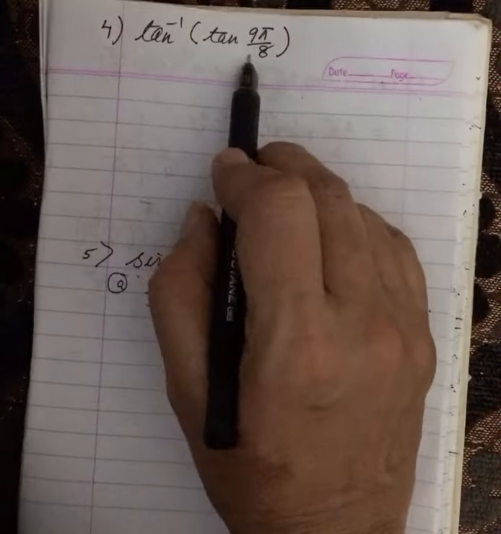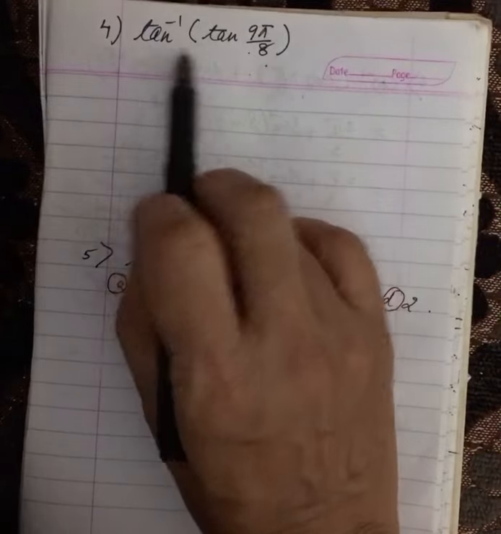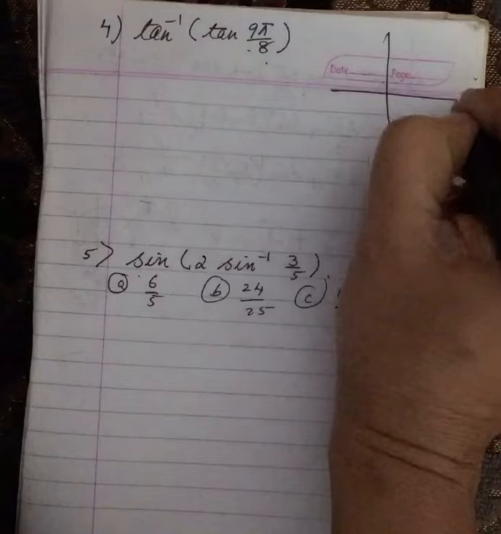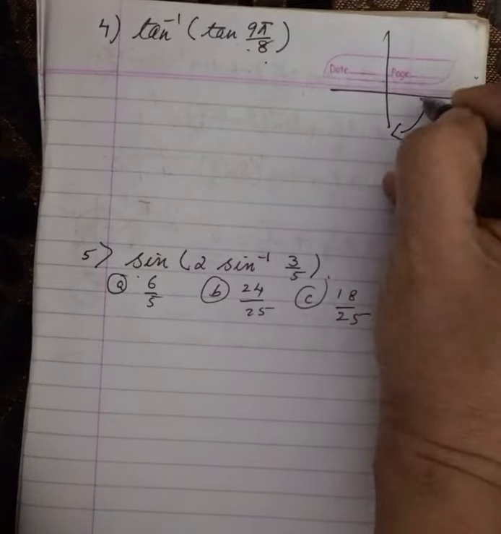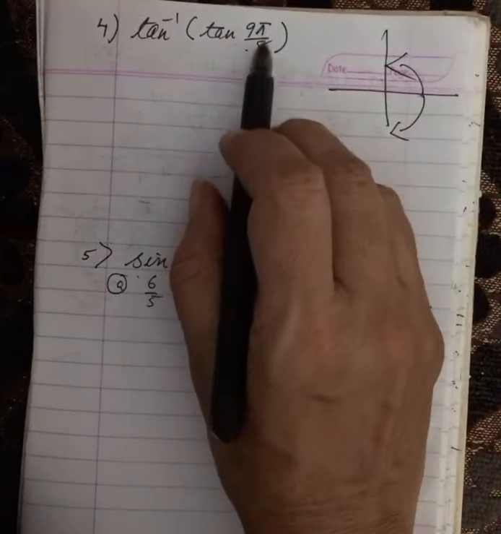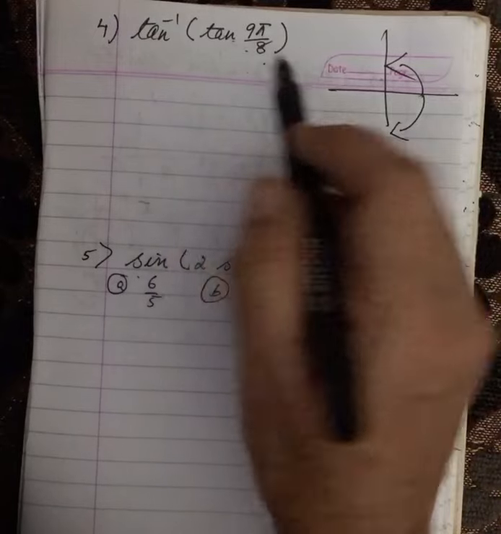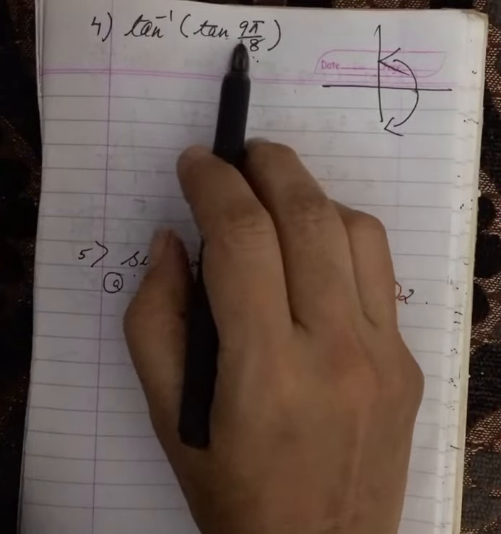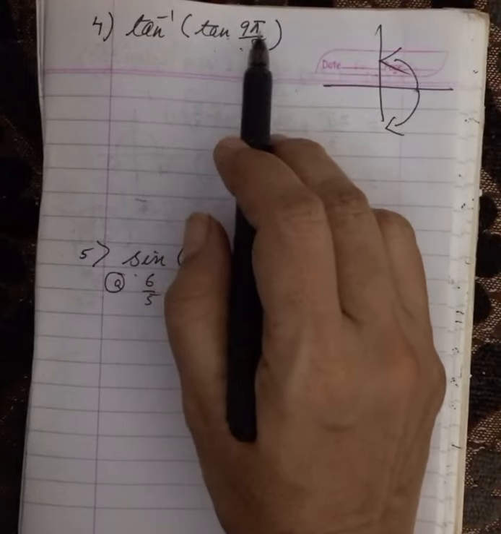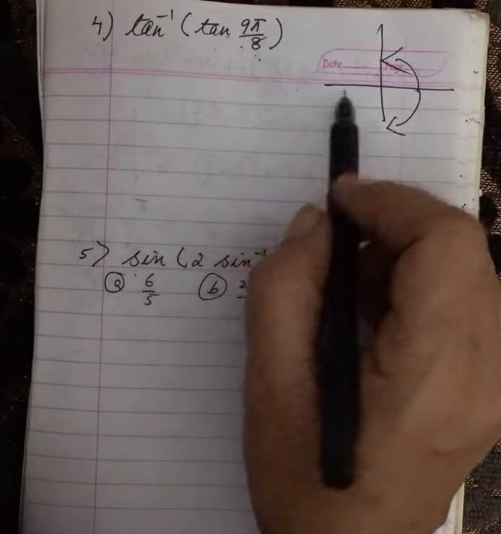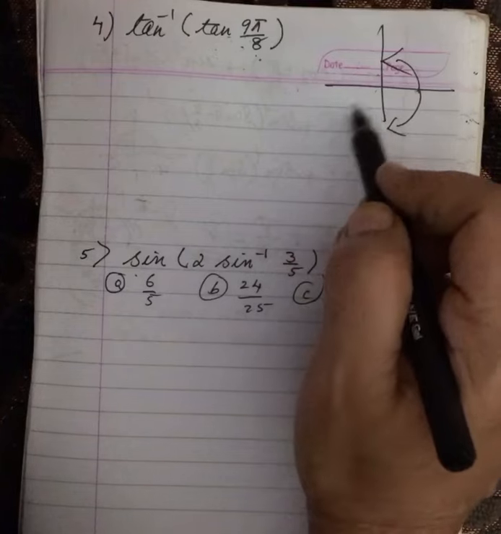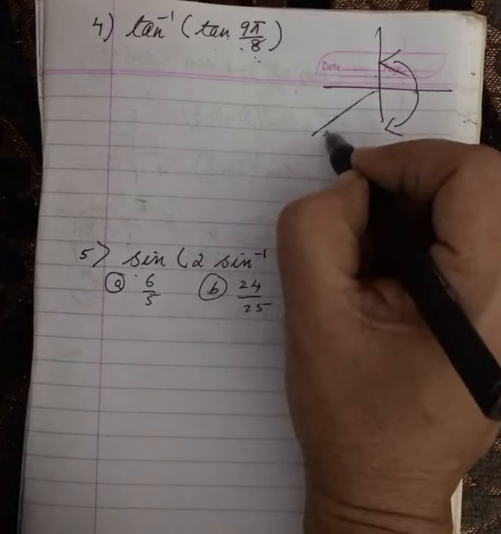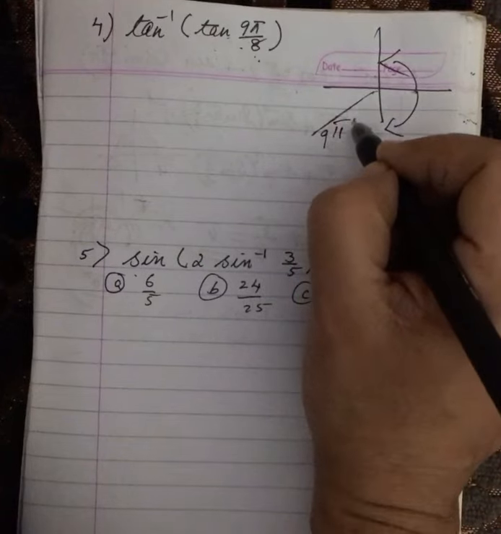Tan inverse of tan 9 pi by 8. You have to nullify it only if this comes in the principal value branch. And tan inverse comes in the first group, so it is from minus pi by 2 to plus pi by 2. And where does this 9 pi by 8 come? Pi is 180. So 9 pi by 8 is more than pi. Pi is actually 8 pi by 8. So 9 pi by 8 is coming somewhere here. Okay. So this angle you have to deduce.